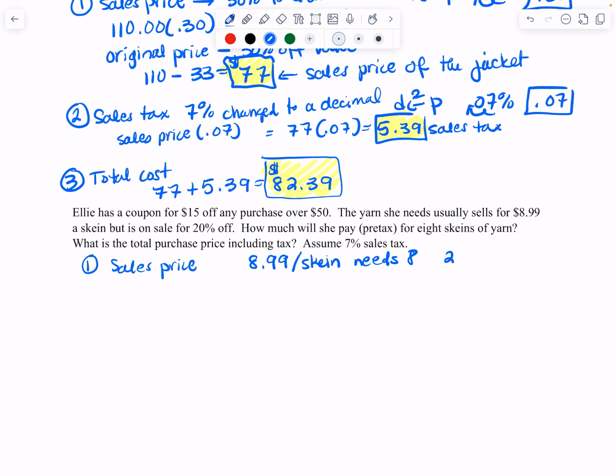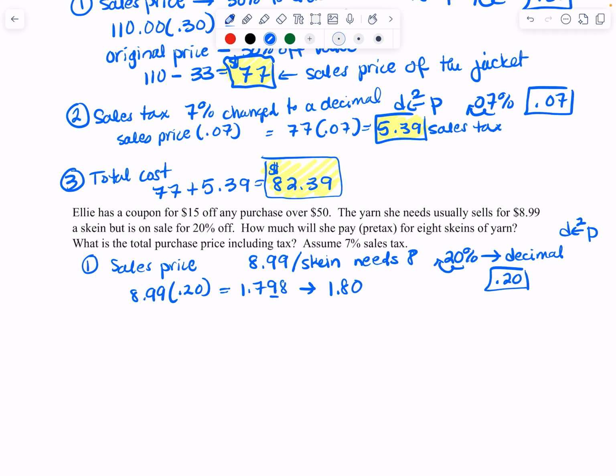Okay. So again, if we're going to use a percent, we have to change that to a decimal. So percent going to decimal, 2 places to the left. 0.20 is what I'm going to use. So I'm going to take $8.99 and multiply 0.20 by that. 8.99 times 0.2. The discount is going to be 1.798. Again, we're going to round. Because it's in cents, we look at the hundredths place. There is an 8 that follows that, so I'm going to have to round up.